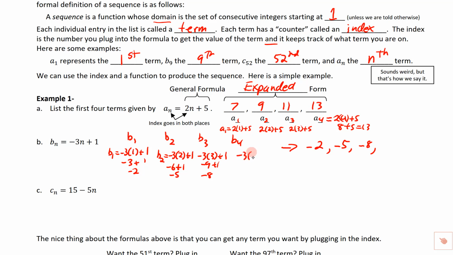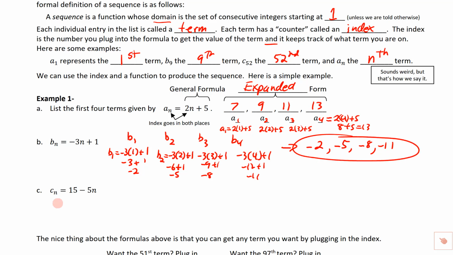So this is going to be negative 3 times 4. We just plug the index right there, just like we have every single time, and then we add 1. Now, you might be able to guess what's happening here. We're going down by 3 every single time. So this is going to be negative 12 plus 1, so we get negative 11. Okay, now it said write out the first 4 terms, so we got the first 4 terms right there.